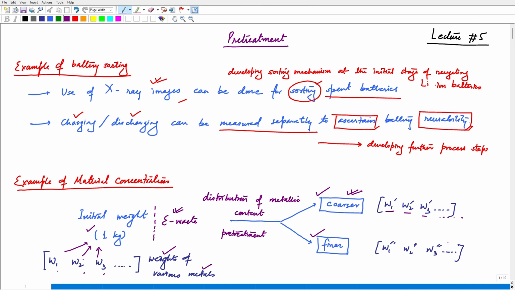Now, it can happen that the coarser fraction may have higher metallic content, and obviously the finer fraction would have lower metallic content.